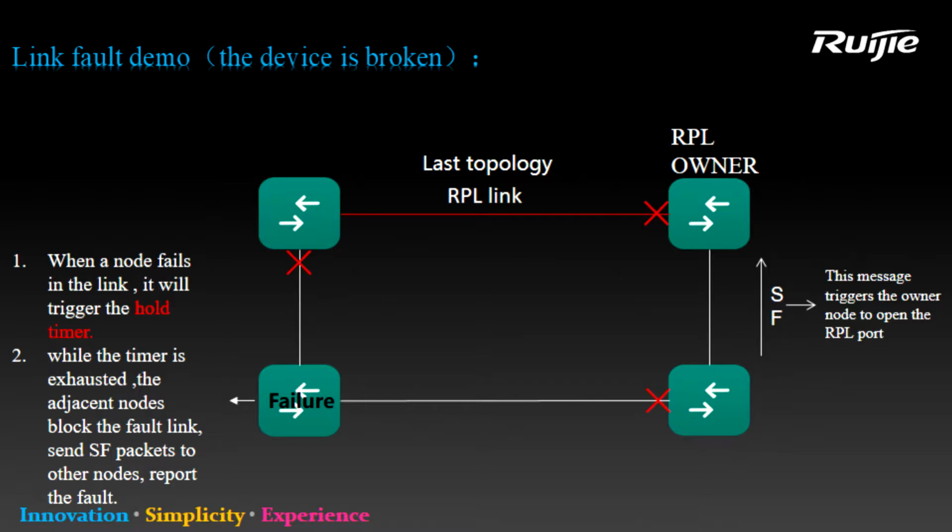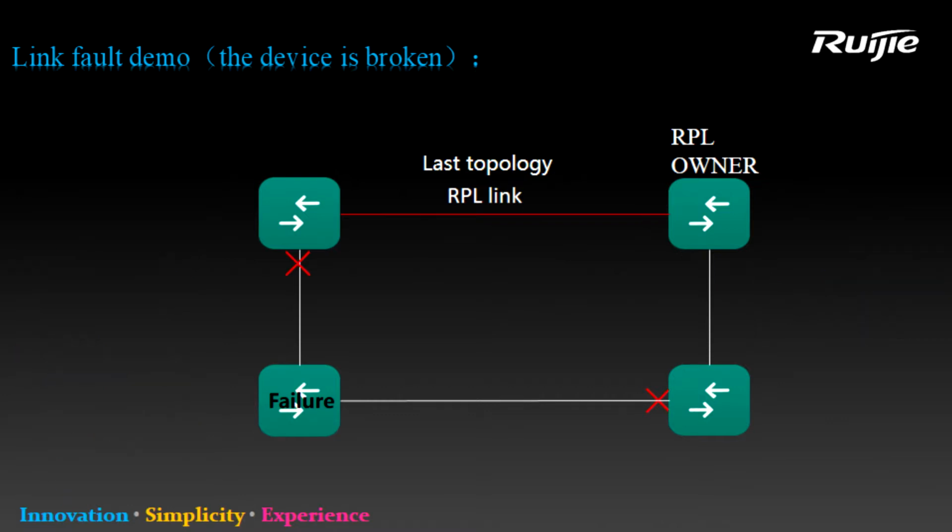When the timer is exhausted, the adjacent nodes will block the faulty link and send the SF, signal fail, packet to other nodes to report the fault. When the RPL owner receives this packet, it will open the RPL port, and the data will be transmitted through these 3 nodes. And this topology is the latest topology.